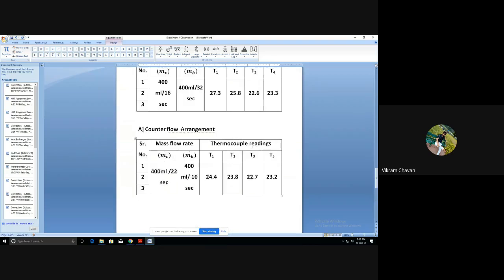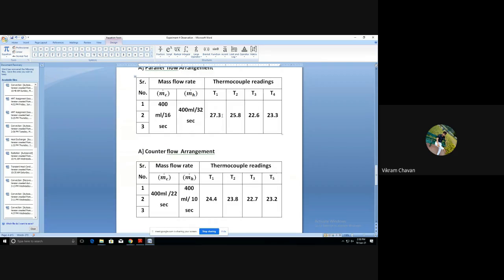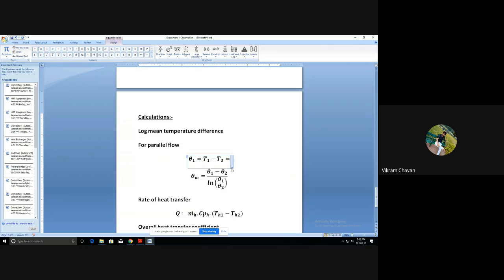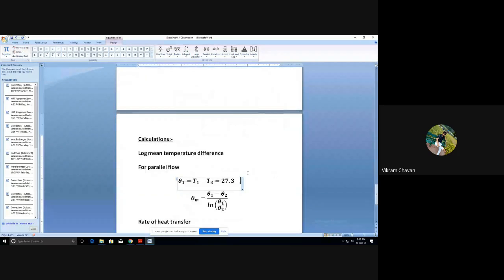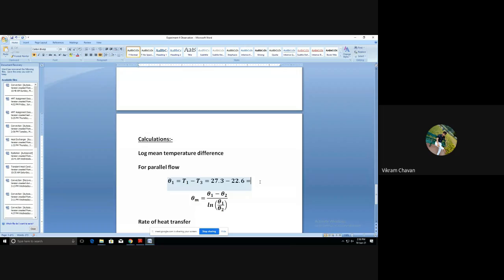In the parallel flow case, T1 is 27.3 and T3 is 22.6. So 27.3 minus 22.6 is equal to how much? 4.7.